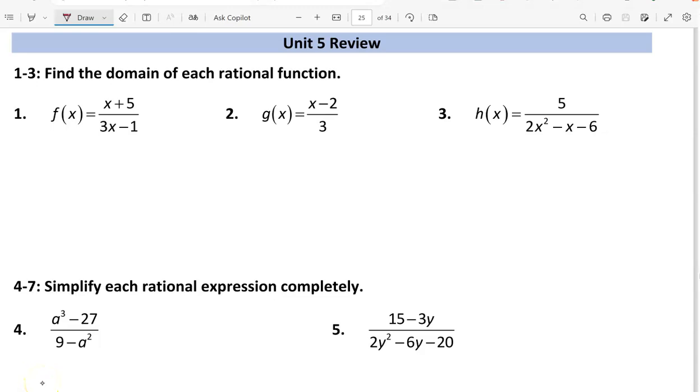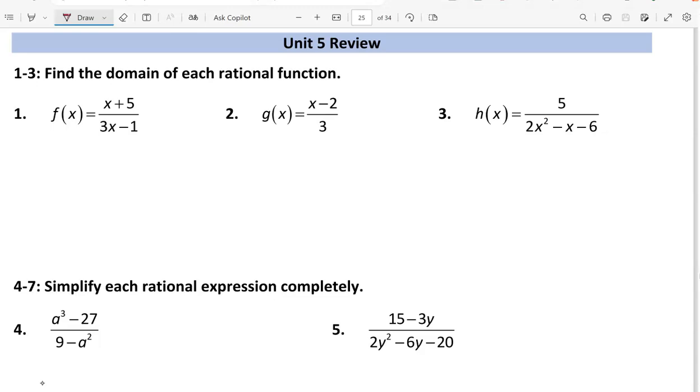This is a video walkthrough for the Unit 5 review. In 1 through 3, we're asked to find the domain of each rational function. And the domain means the allowable values for x.